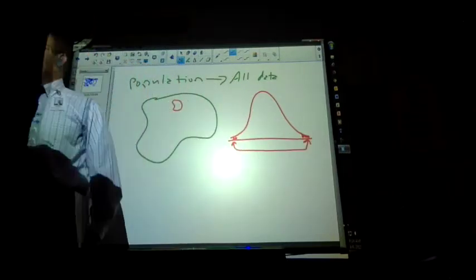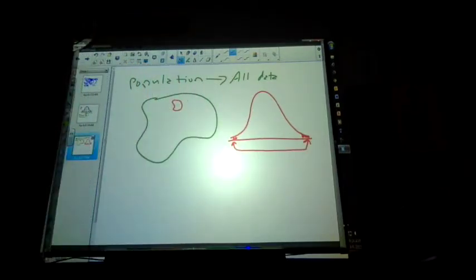what would you call those two regions out there? What would you call those two regions to the right and to the left? Let's say this is a belief of something, and we sampled the population. What would those two regions to the right and to the left of that normal curve be? Outliers.